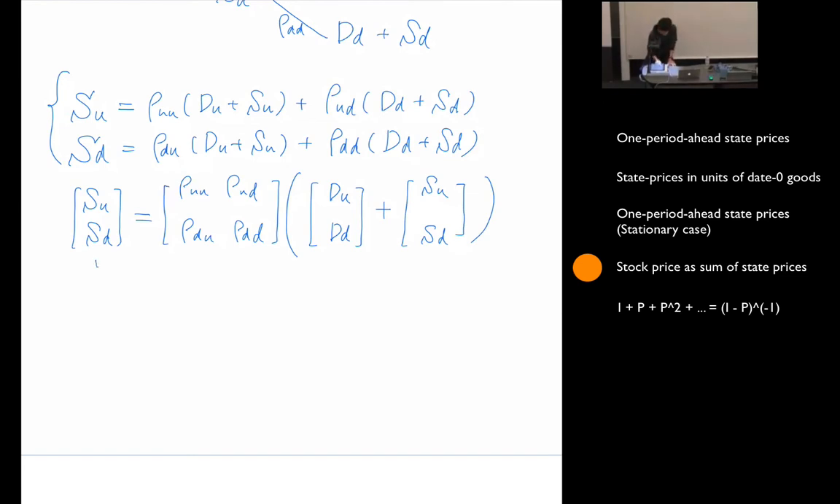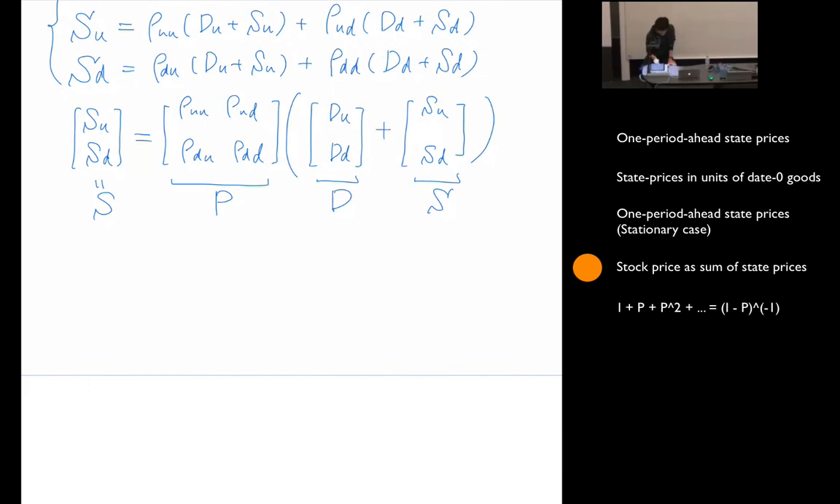And you can use vector notation. Let's denote the stock price vector as S. This is the one period ahead state prices matrix P. This is the dividend vector, and this is the stock price vector again. So we have S equal P times (D plus S). Here, P is 2 by 2. The rest is just 2 by 1. So we have the stock price equal to PD plus PS.